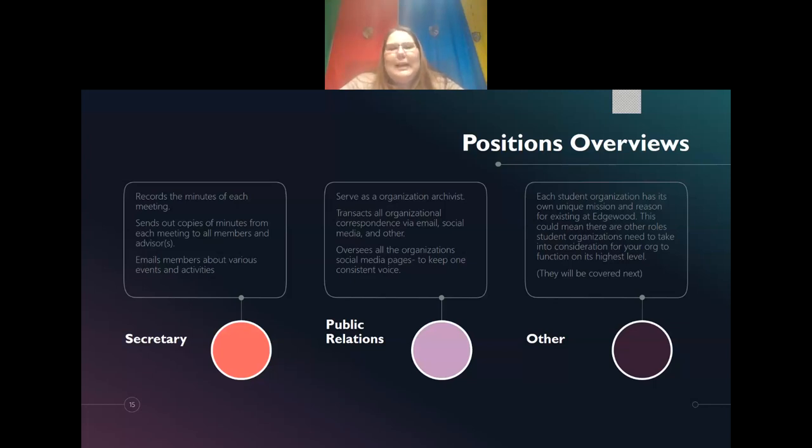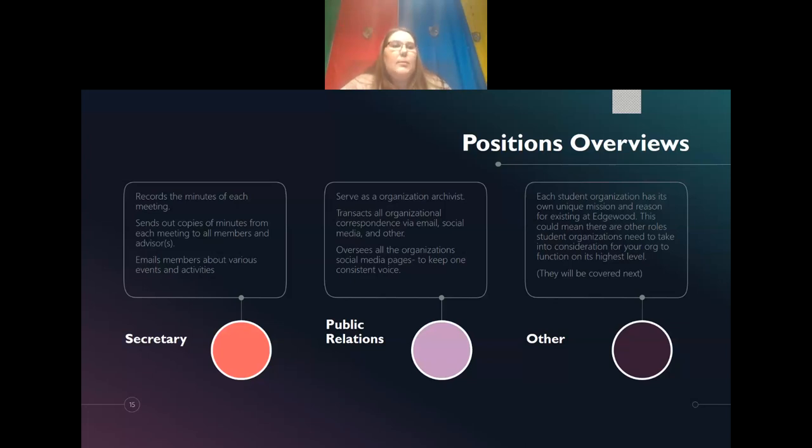Quite often, we're seeing a lot more organizations choose to have a public relations chair or vice president. And in this position, we see that they're serving as the organizational archivist. So just kind of keeping track of everything that people have been doing. They're responsible for all the transactions of the organizational correspondence via email, social media, and other. And again, that kind of helps with their keeping track of everything that the org is doing.